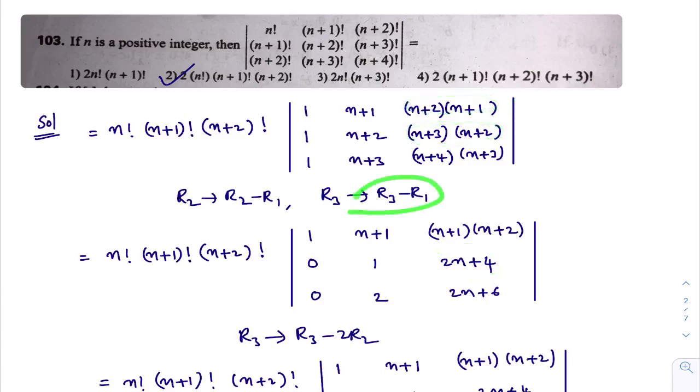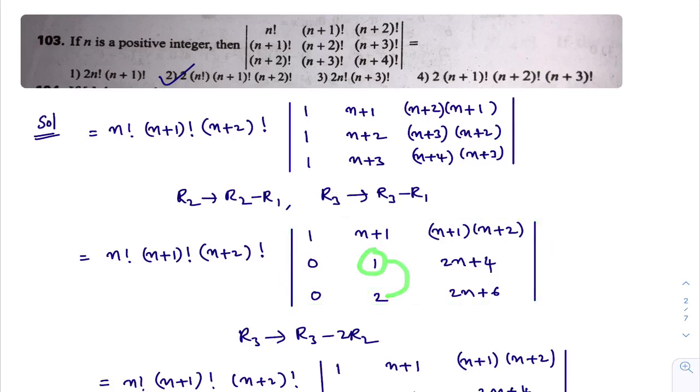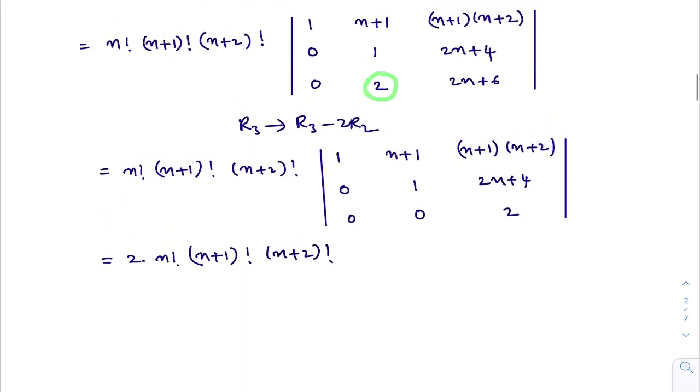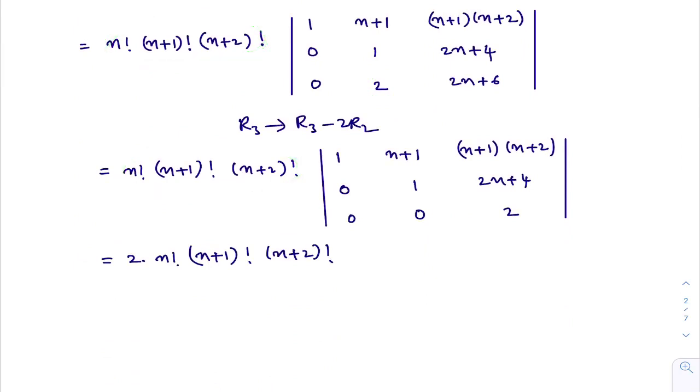Now R3 changes as R3 minus R1. This element minus this element is 0. This element minus this element is 2. This element minus this element is 2n plus 6. Now here what I am observing, if I can make this element 0, this determinant will become the determinant of a diagonal matrix. So R3 changes as R3 minus 2R2. I used this operation just to make this element 0. Okay. So here n factorial, n plus 1 factorial, n plus 2 factorial I have written as it is. No change in R1, no change in R2.